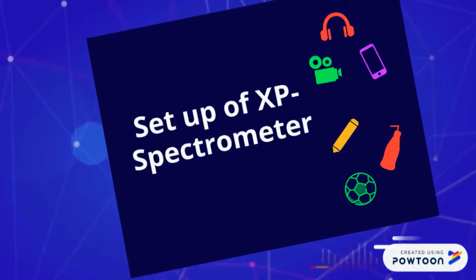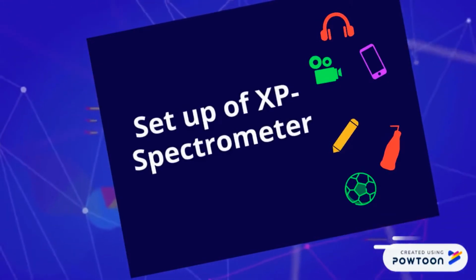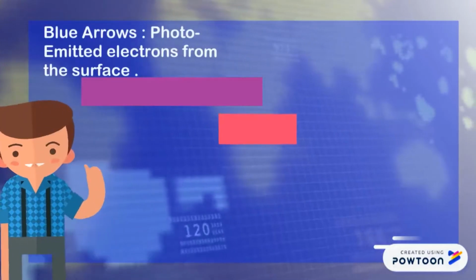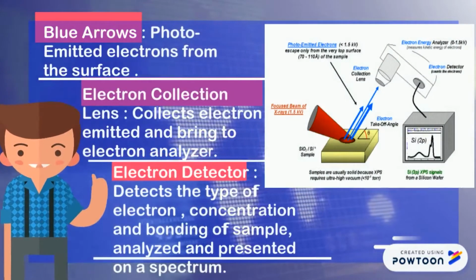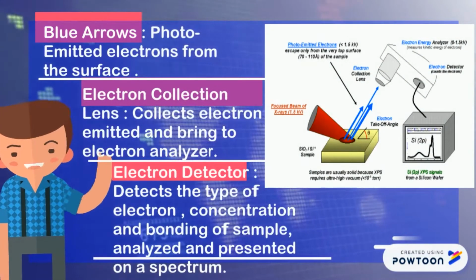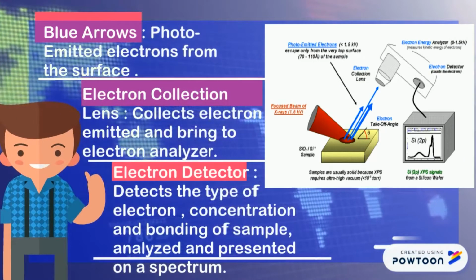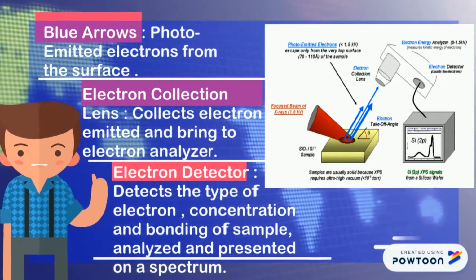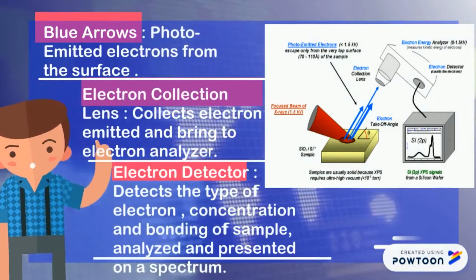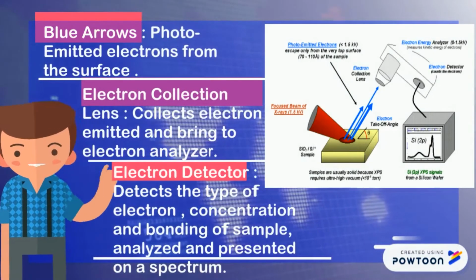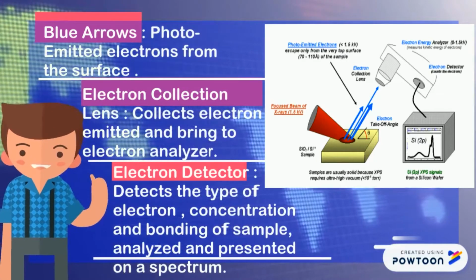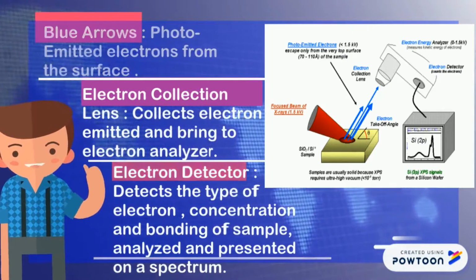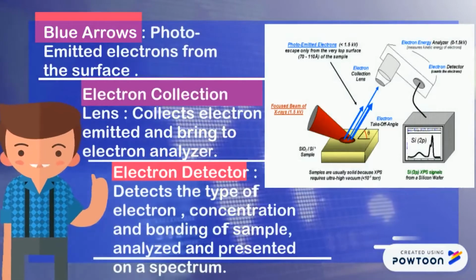Setup of XP spectrometer. Blue arrows indicate photo-emitted electrons from the surface. The electron collection lens collects the emitted electrons and brings them to the electron analyzer. The electron detector detects the types of electrons, concentration, and bonding of the sample analyzed, and this is presented on a spectrum.